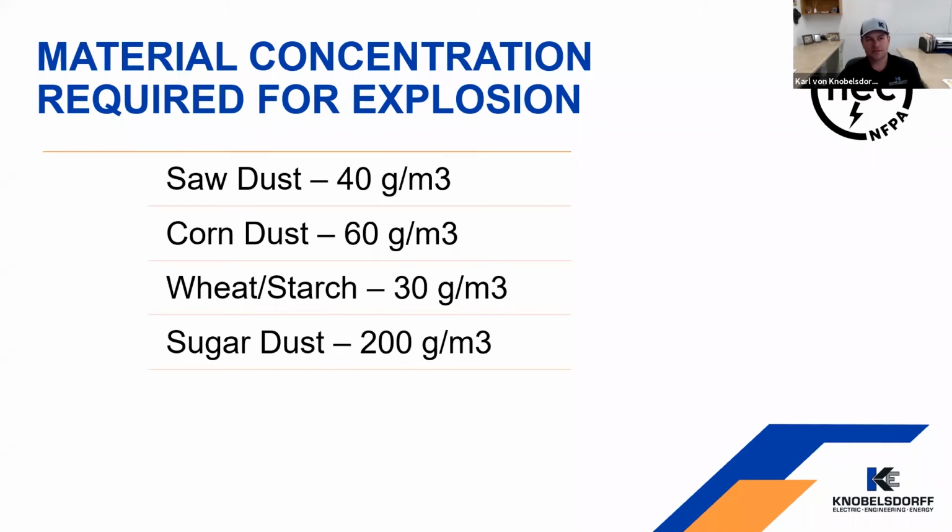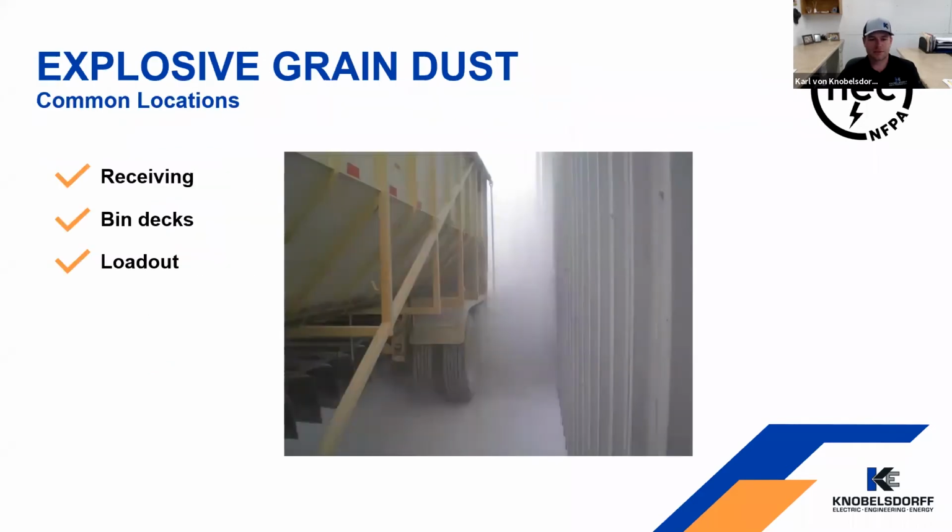A good example of how much dust that really is, 30 grams per cubic meter: if you put your hand out in front of your face and you can't see your hand, that's about how much dust that requires. So you think about that in receiving buildings or inside of equipment, that's where you're going to see those levels of dust.